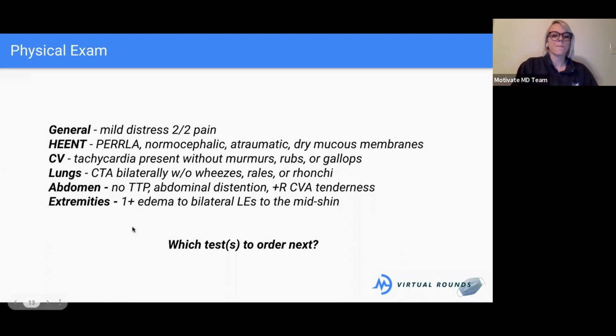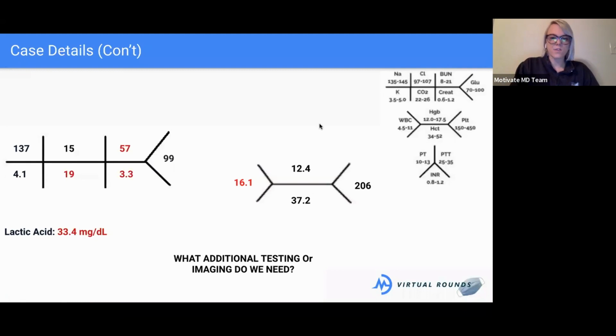Okay, so here's some tests for you guys. Nobody said a CMP, but here you go. It's here anyway. What we see is an increased BUN to creatinine, so it points us in the direction of kidney, but we thought that anyway. Besides that, we're also seeing a low CO2. Why does this person have a low CO2?